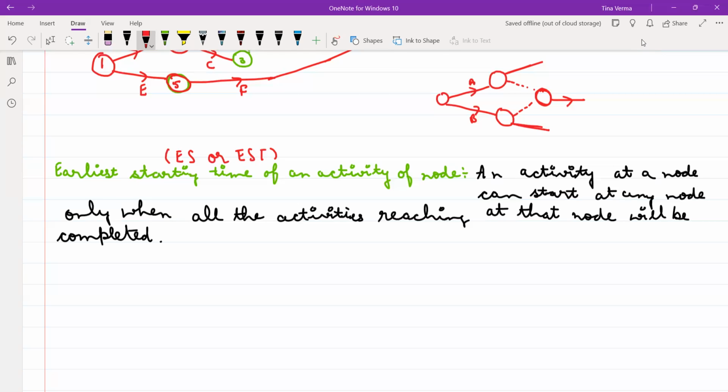So that means the earliest starting time for that activity that you have to state should be the maximum time that is coming from the back nodes.